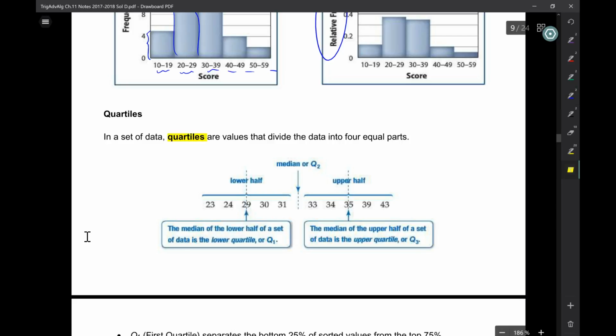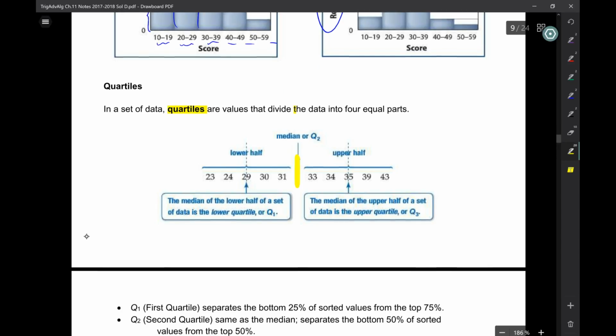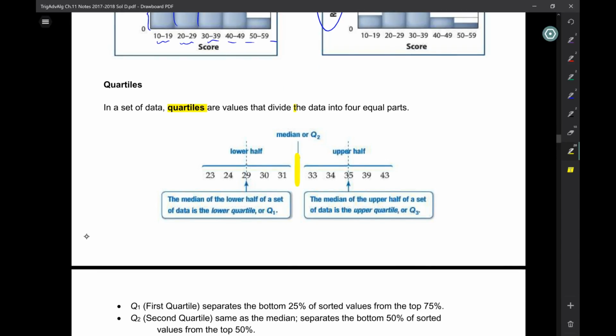Quartiles are the values that divide your data into 4 equal parts. Okay? So you have the 42 points, right? Split it down the middle, and that's how we get the median. Remember, that number in the middle is the median? If you split it down the middle again, the median of the lower half, we call that Q1. The median of the upper half, I call Q3, right? So what happens is Q1, Q2, Q3, okay?